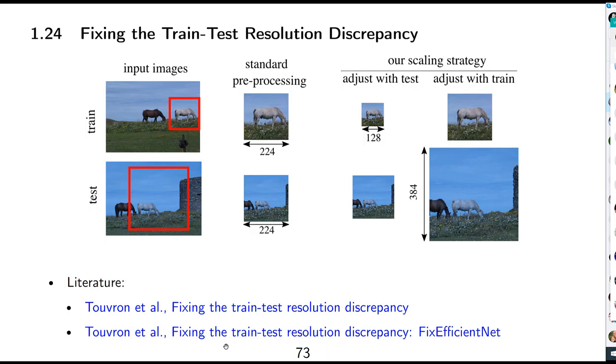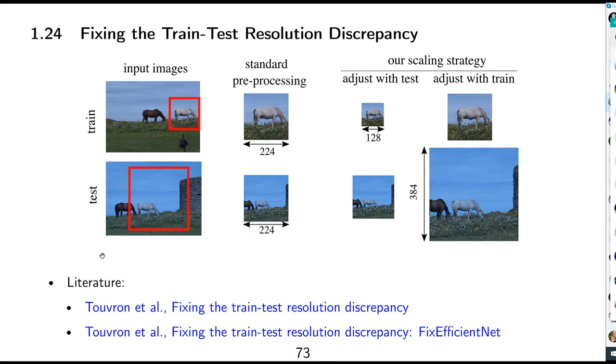If you look at architecture comparisons, you often see this prefix fix something, fix EfficientNet. This means that this idea, fixing the train test resolution discrepancy, has been applied to EfficientNet. We're going to introduce this idea only on a high level, an abstract level, and refer for the details to the paper.